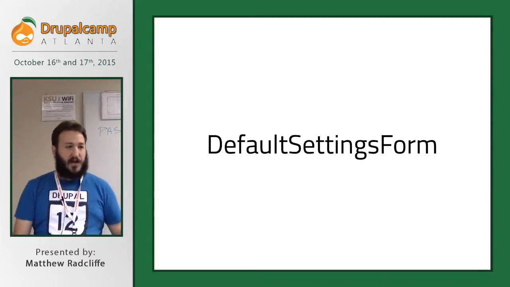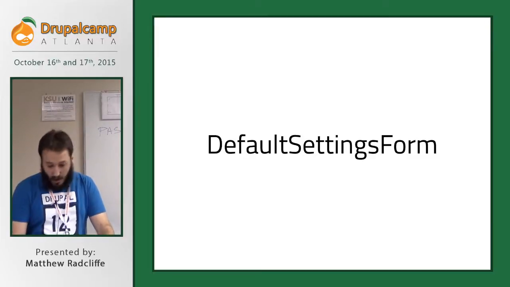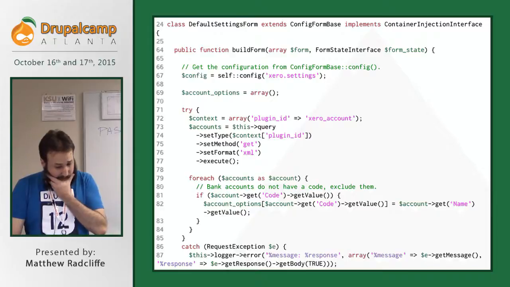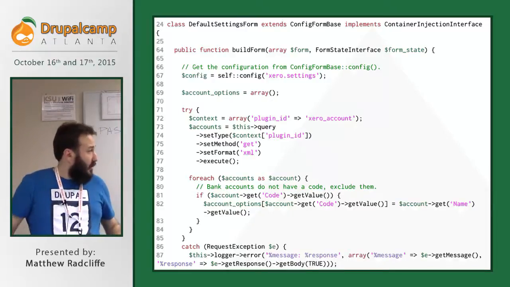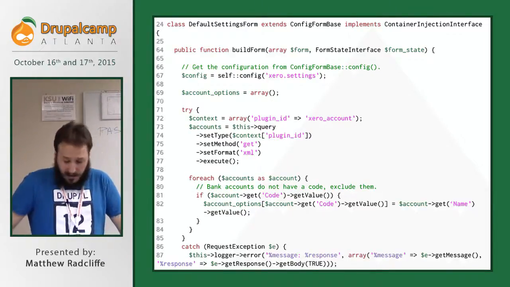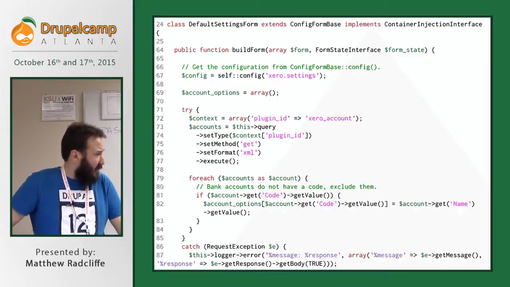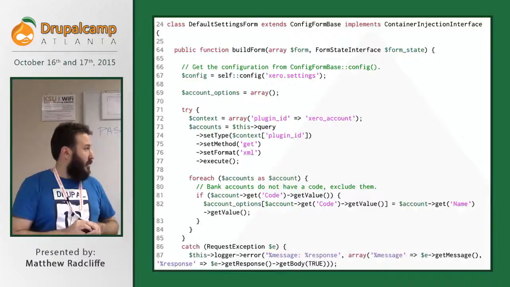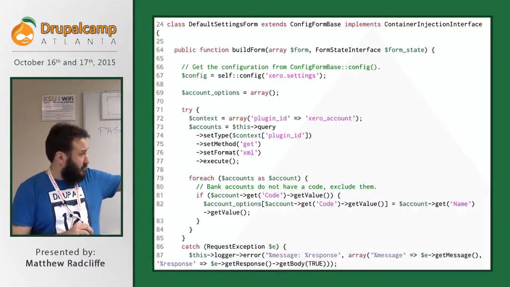All right. So putting this all together, let's say I'm looking at my actual implementation. I have a default settings form. Basically, I have a service that does a lot of this for me. And so I have that context array.